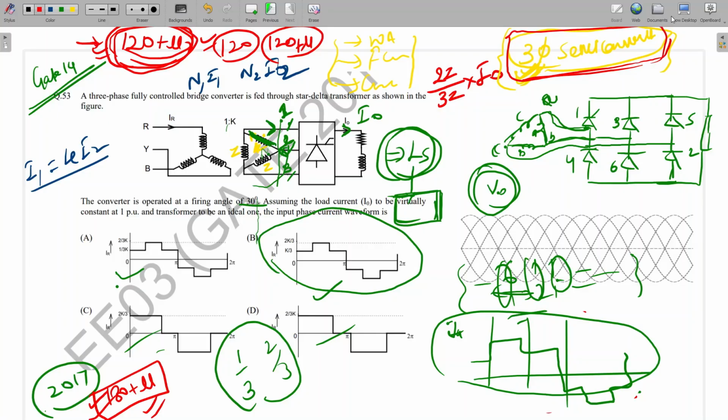Sir, do you have a book for power electronics in soft copy? See, various books are there. Which book do you want? So many books are there, like P.S. Bimbhra, or various others. But there is no need to go in depth in the book. Whatever I taught, that is enough, I think.